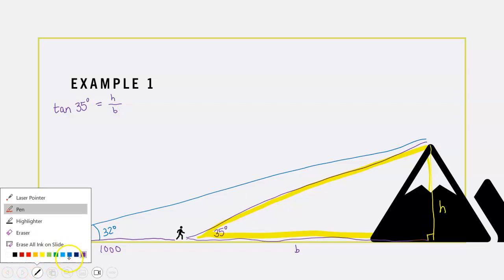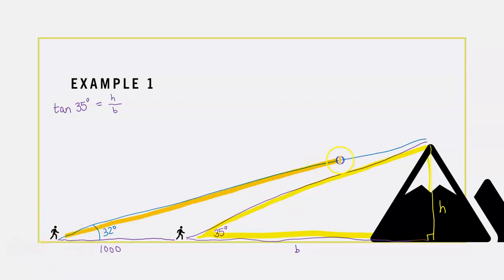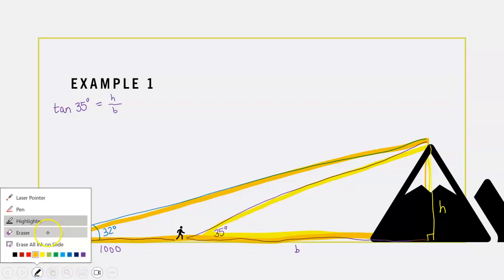And then I'm going to look at the other triangle that I know about. The other triangle is this bigger triangle. Also a right triangle. And for that triangle, h is still the opposite side, but the adjacent side is 1,000 plus b.